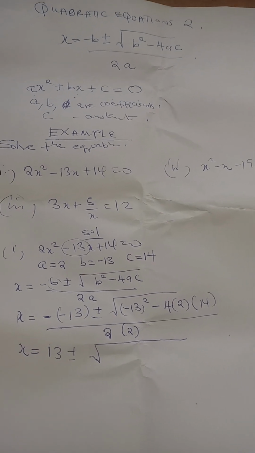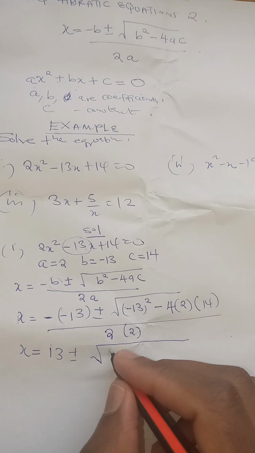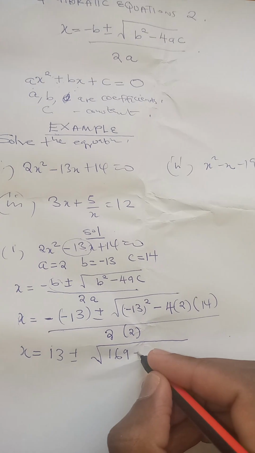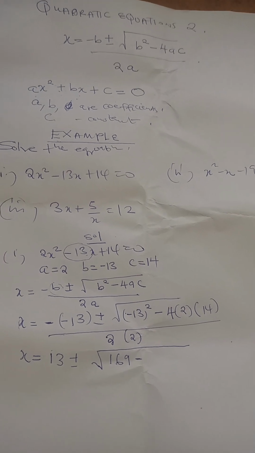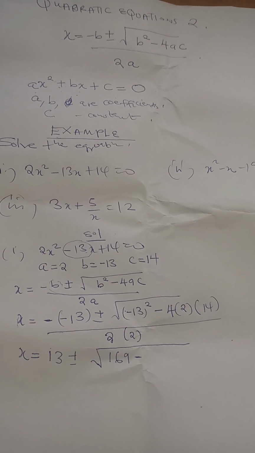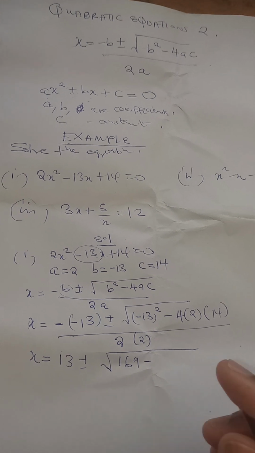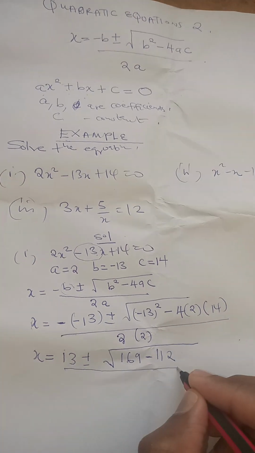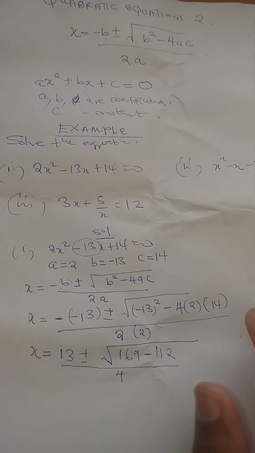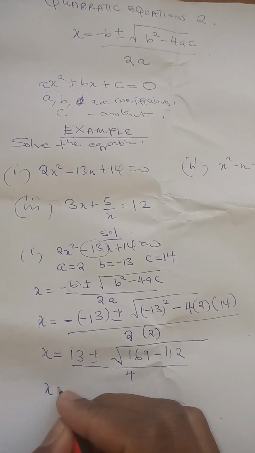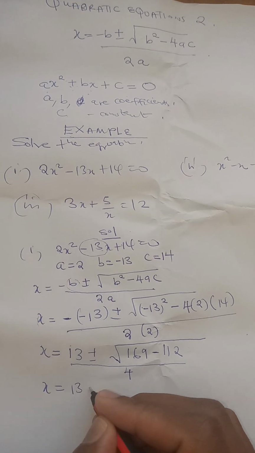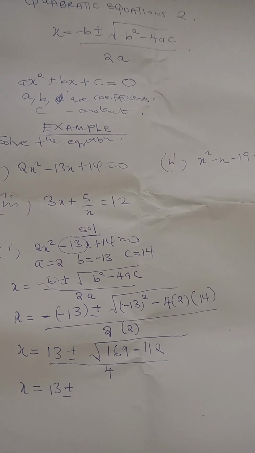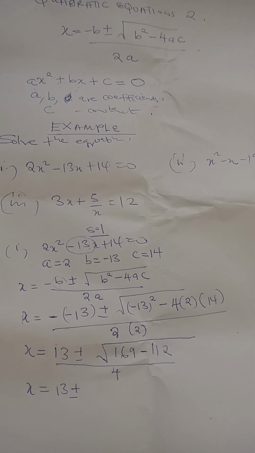So 13 squared, that is 169, so we have 169 minus, we say 2 times 14 is 28 times 4, that is 112, so we have 112 over 2 times 2, that is 4. So therefore x is equal to, maintain, 13 plus or minus, simplify what is under the root. So you say 169 minus 112, you have 57.